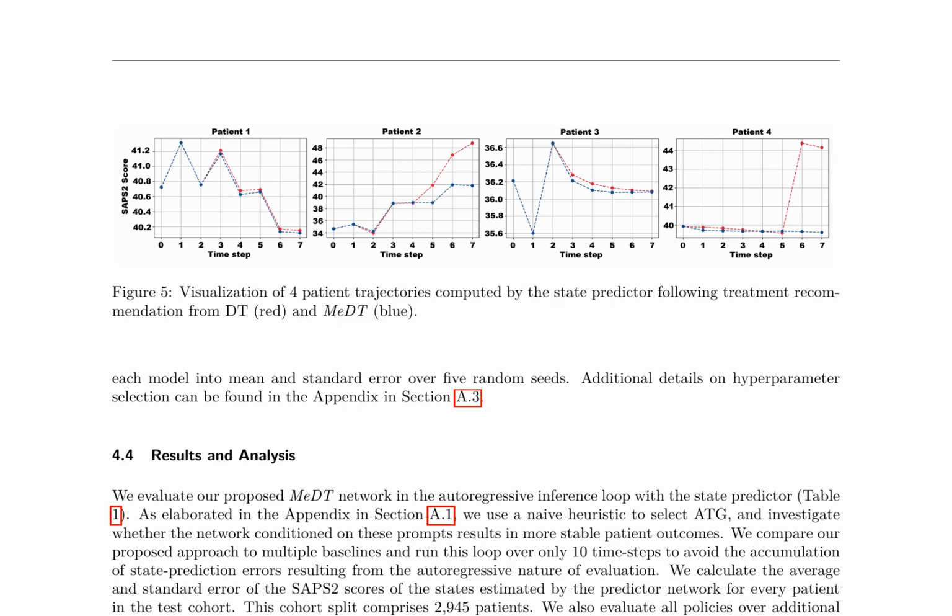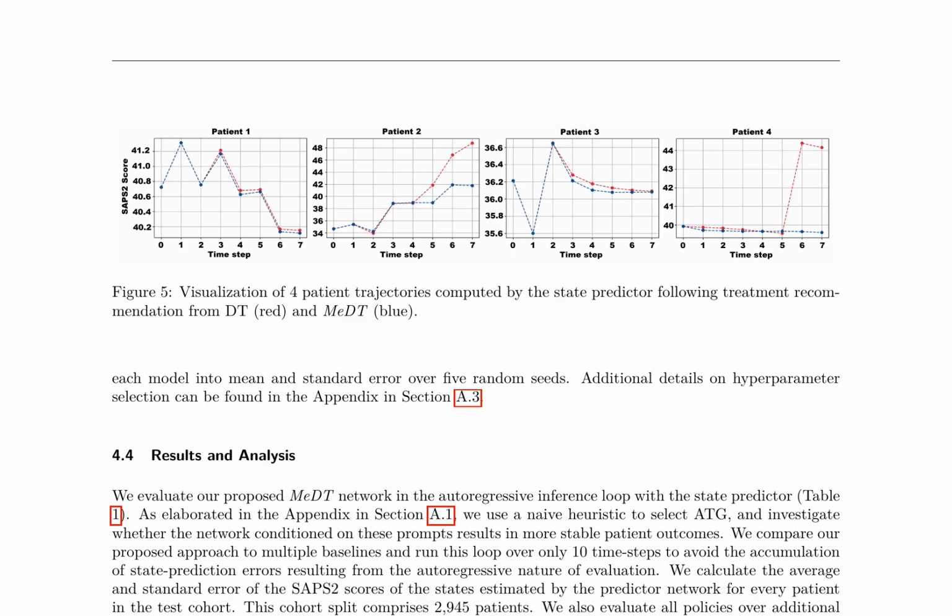The MeDT policy, conditioned on both positive RTGs and a chosen ATG heuristic, yields the most stable estimated patient states. In contrast, the DT framework, conditioned only with positive RTGs, performs better than baselines BC and others. Performance analysis by sepsis severity level reveals that MeDT results in more stable states for low and mid-severity patients, while DT performs best for high-severity patients.